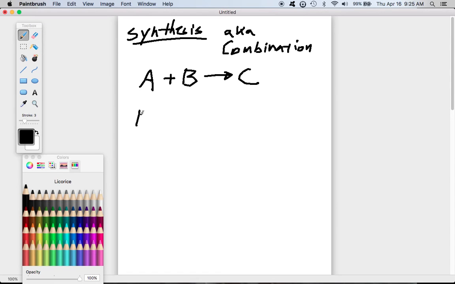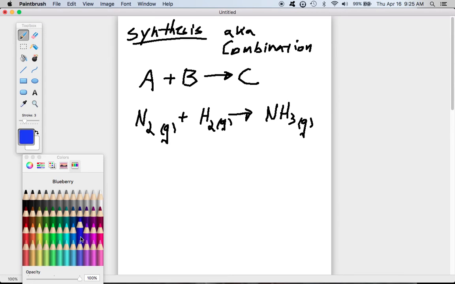Example, you could take nitrogen gas, two nitrogens bonded covalently together, plus some hydrogen gas, two hydrogens bonded covalently together, and you get a reaction where you make a substance called ammonia, which is NH3. This is a gas where you could dissolve it in water, and you can even use it as a fertilizer. This is called the Haber process, and if Mr. Haber hadn't figured this out, we wouldn't be eating as much food as we do.